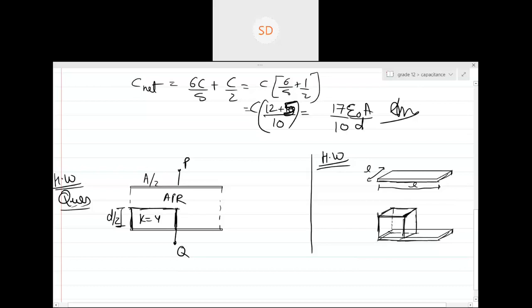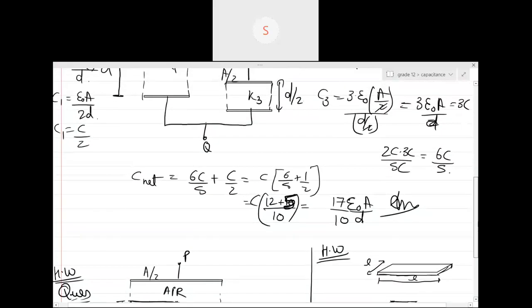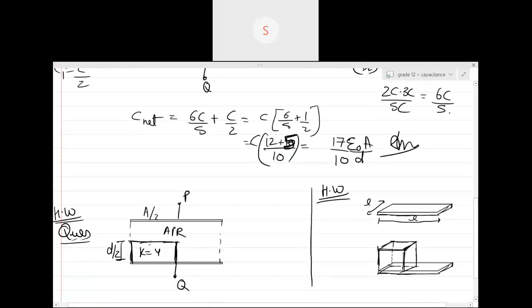So the first question: is the whole plate A by 2 or only the half part? No, only this part. This is the home. Only this part. It has an area of A by 2. So if this has an area A, this has an area A by 2.